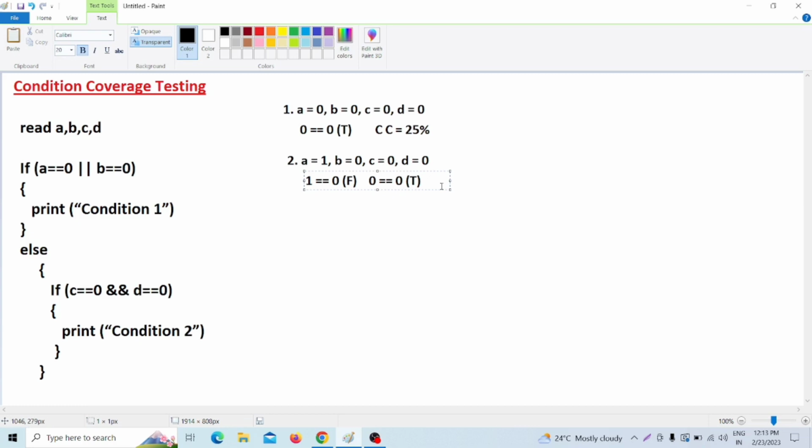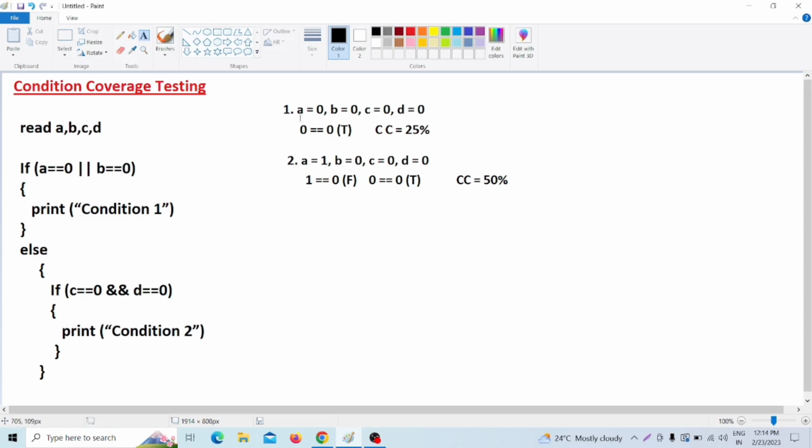It doesn't matter what the result is. The result may come out true or false, but we have to check the conditions. How many conditions have we checked? We have checked 2 conditions, this condition and this condition. So the condition coverage will be 50%. As we have checked 2 conditions out of the 4 conditions, the condition coverage will be 50%.